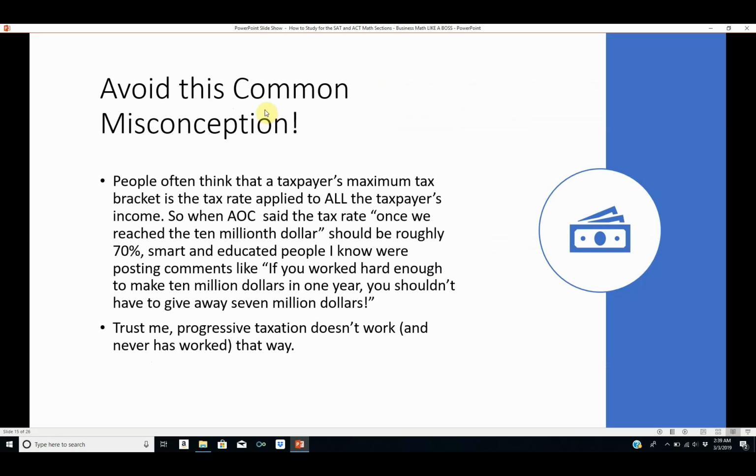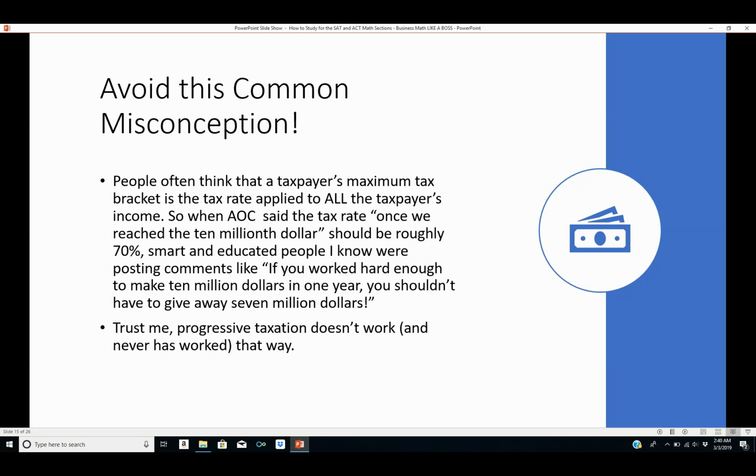So let's avoid this common misconception. People often think that a taxpayer's maximum tax bracket is the tax rate applied to all the taxpayer's income. So when AOC said the tax rate, once we reach the $10 millionth dollar, should be roughly 70%, smart and educated people I know were posting comments online saying things like, if you worked hard enough to earn $10 million in 1 year, you shouldn't have to give away $7 million.